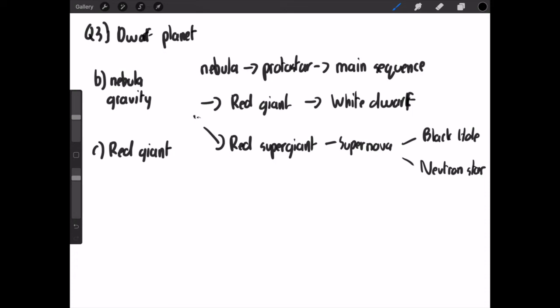It won't go supernova. It won't explode. But you may get a mark for it at this stage, but it's not really worth it. I think at GCSE there is an important difference between this term red giant and this term red supergiant, because they are different things, and different things happen to them after they burn through their helium.